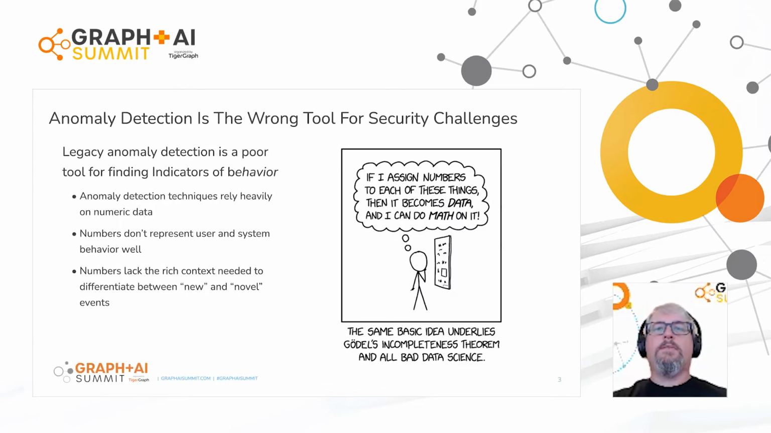In our experience, we found that traditional anomaly detection techniques are a poor tool for finding high quality insights in security data. They rely heavily on numeric data. They don't do a good job of representing the user and system behavior, and they don't preserve the context that would allow an analyst to spot the differences between new or unique events or an event that is truly novel. Our approach is different. Let me show you how.